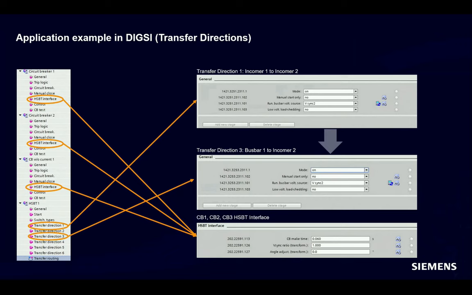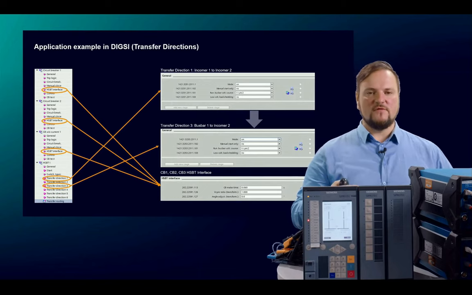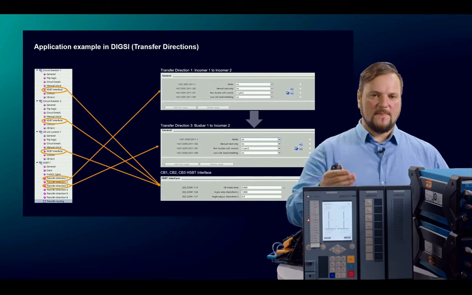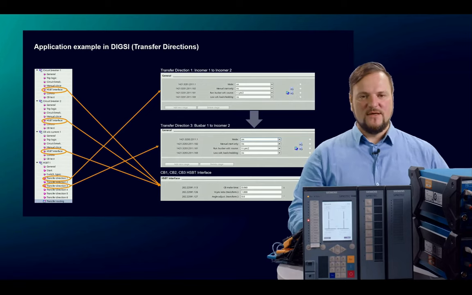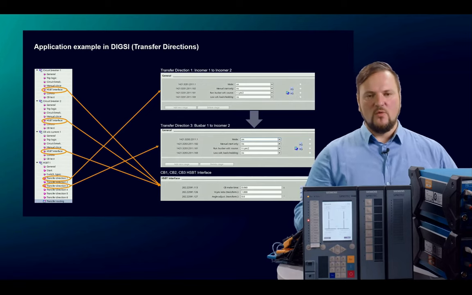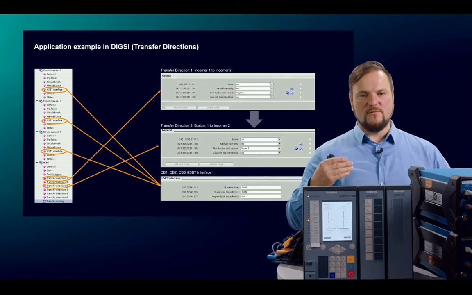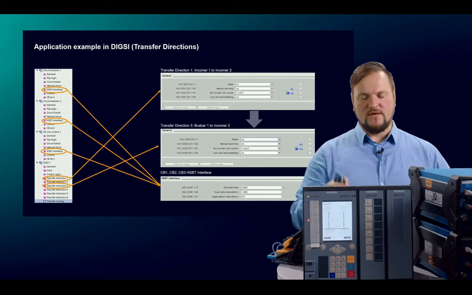You can activate this function. You can say yes or no or test. You can also say if this transfer direction is only used for manual mode, that means for re-switching or for reconfiguration after the fault is cleared. And then you can say which voltage transformer should be used to measure the voltage from bus 1 or bus 2 in case of a three-breaker application.